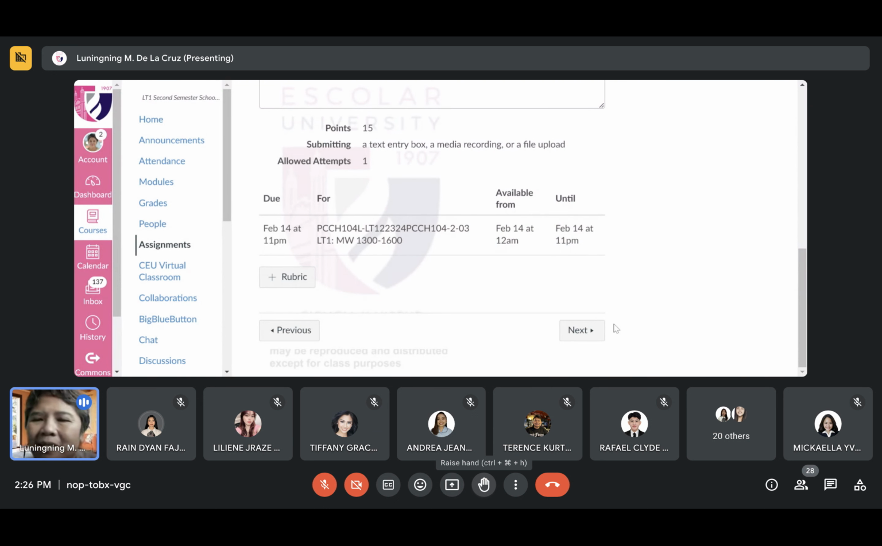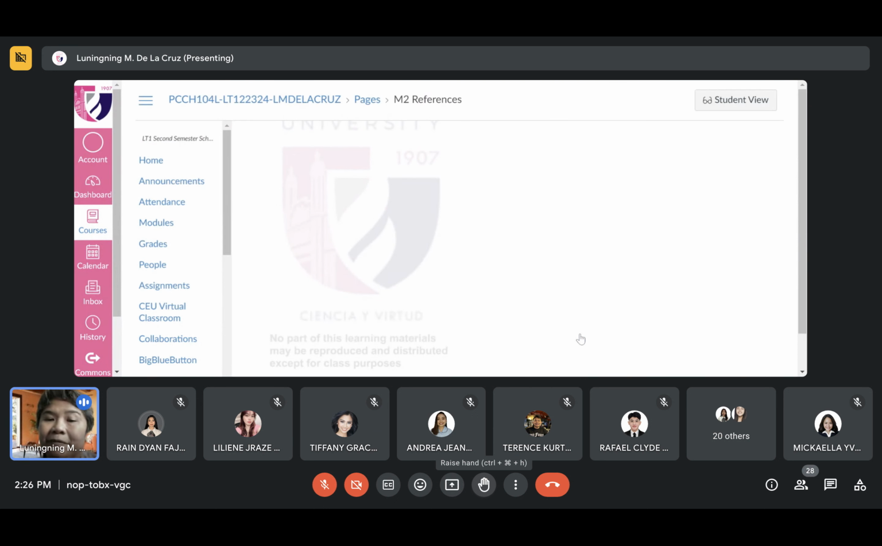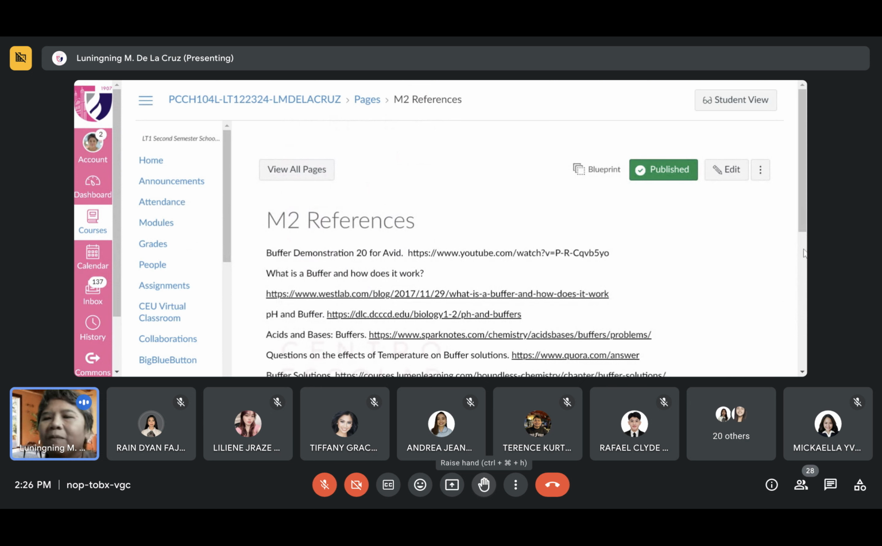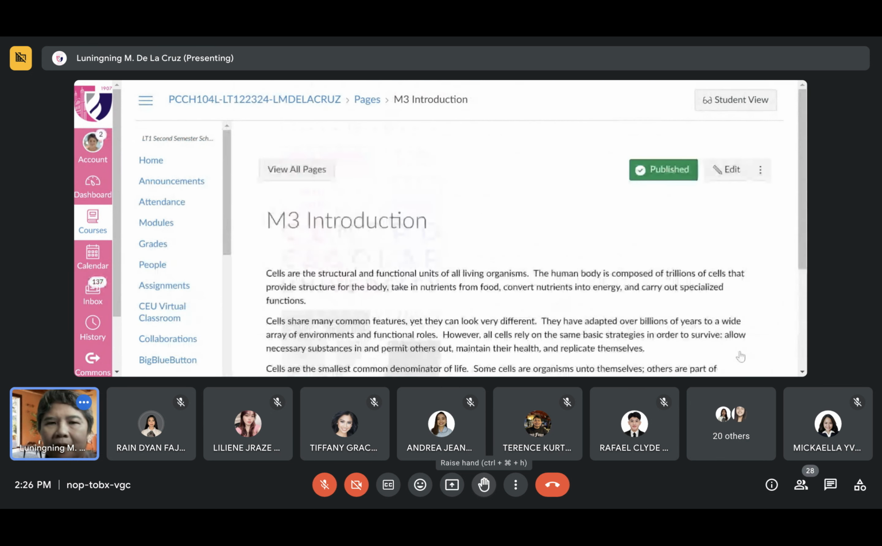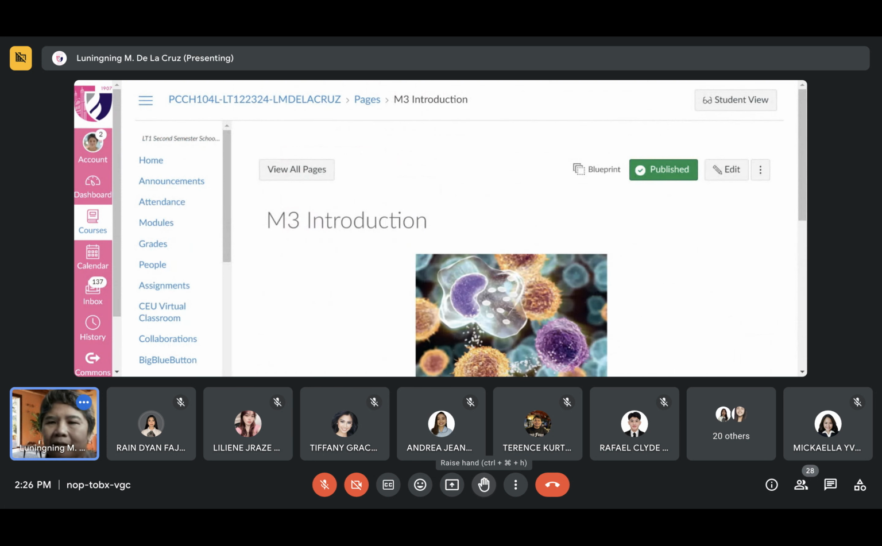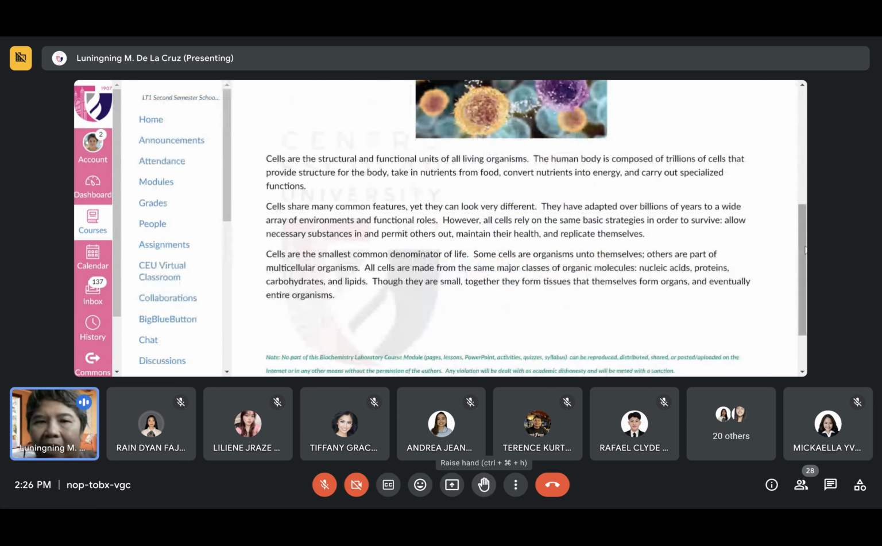Okay, so our next topic for today is very easy. It's about the different parts of the cell. We all know that the cell is the basic unit of life. So, today we will be looking into the different organelles that are present in the cell.